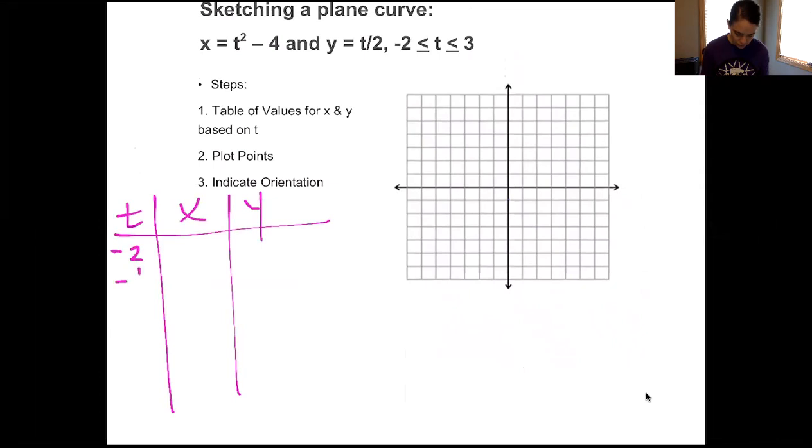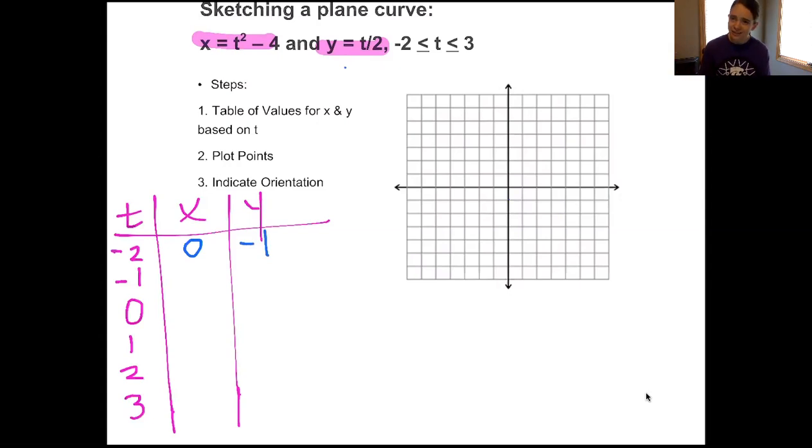So I'm going to say -2, -1, 0, 1, 2, 3. Okay. Now what we need to do is take our t coordinates and plug them in up here for the x and the y equation separately. So if we take t equals -2, if I plug that in for x equals t squared minus 4, we would get t squared minus 4 is 0. Okay. If we take -2 and plug it in for t in the y equation, t over 2 would give us -1. And we're just going to do that over and over.